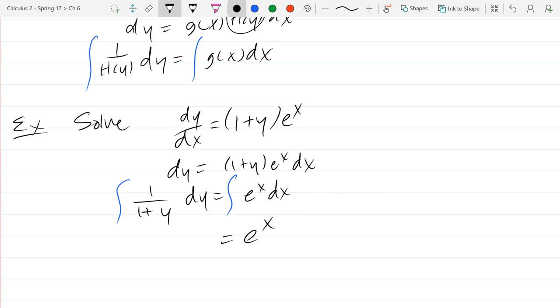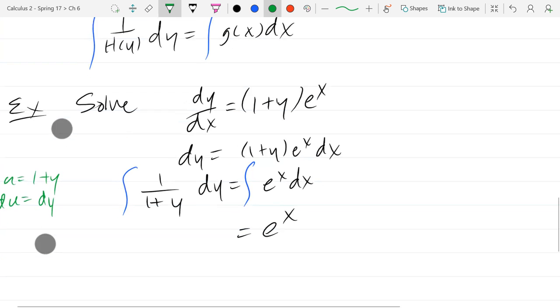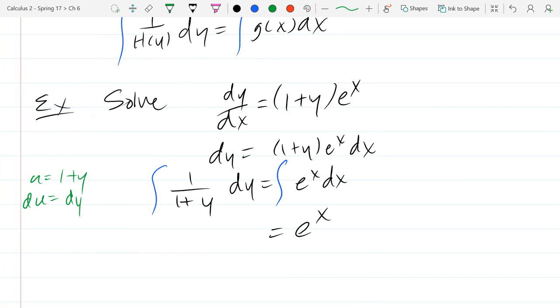What is a good u substitution on the right side? 1 plus y. Yep, try that. Start with simple and then go try more difficult things, but start easy first. And du is just not dx, but it's just 1 dy because your variable is y now. So it's a little bit different. Go ahead and make that substitution and tell me what the antiderivative is, and then unsubstitute.